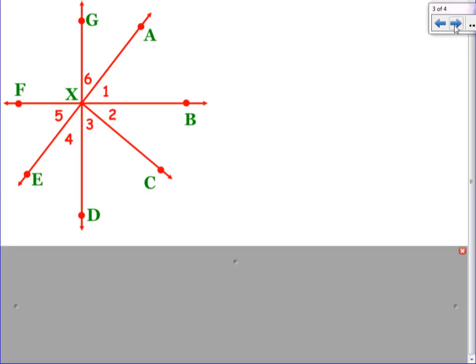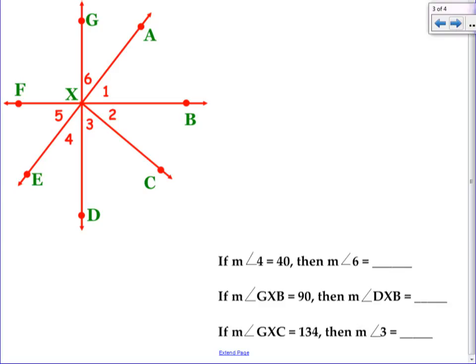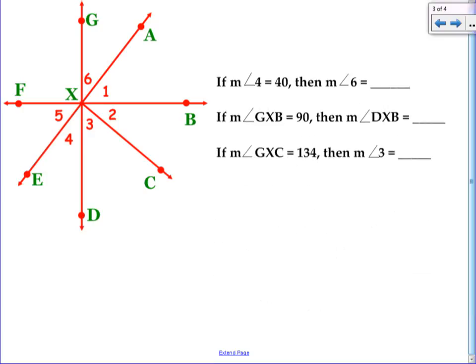Okay, so let's look at this picture right here. We're going to answer these 3 questions, and they're separate questions. I'm not going to tell you how big these angle measures are. They're going to change the angle measures in each situation, but we're going to treat them separately. So if I told you on this one that the measure of angle 4 is 40, then the measure of angle 6 would be what? Also 40. How come? Yep.